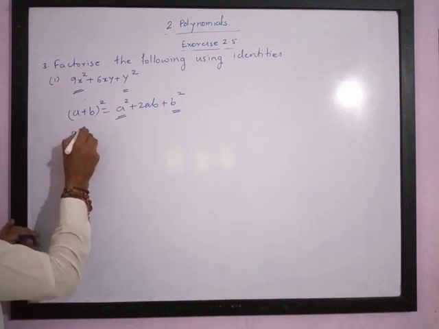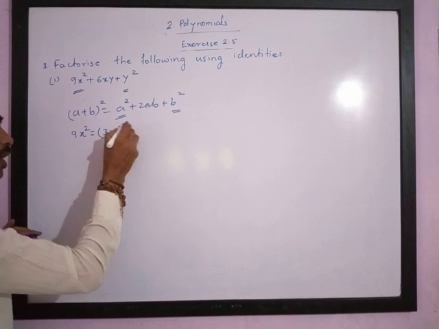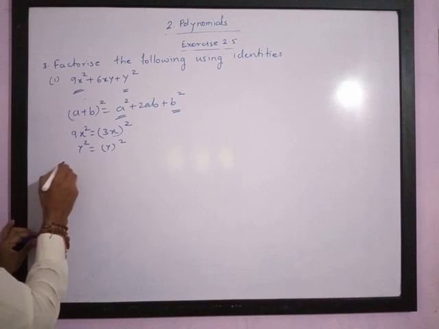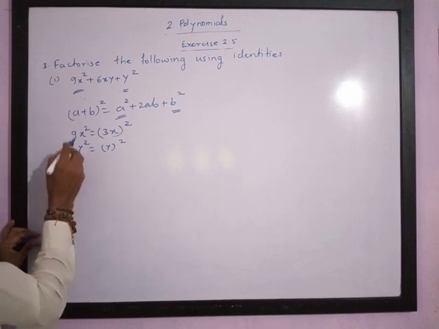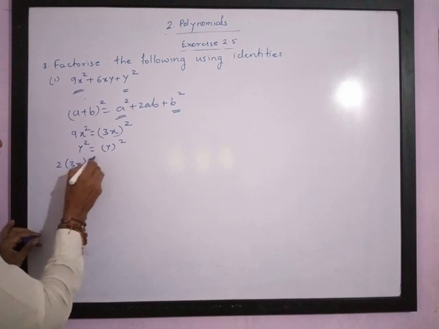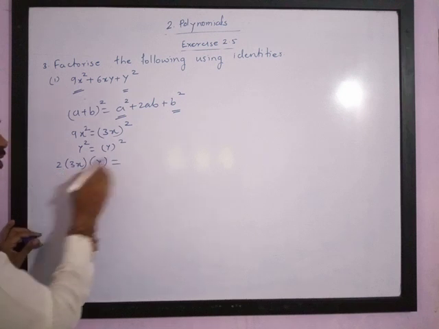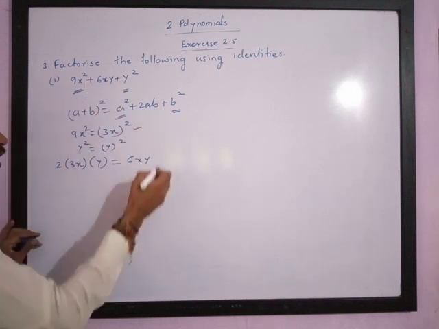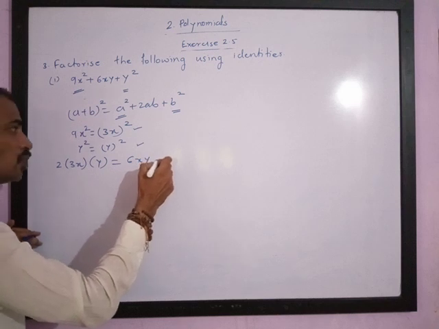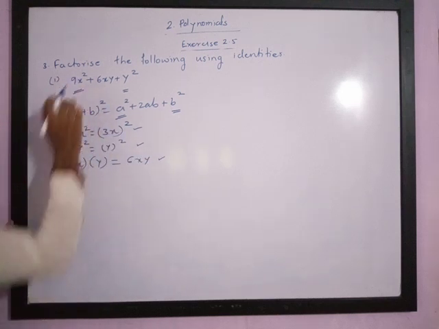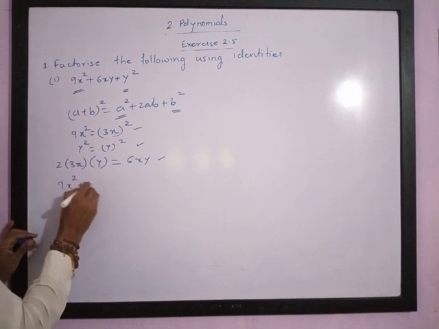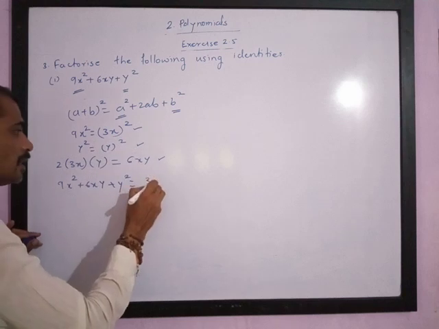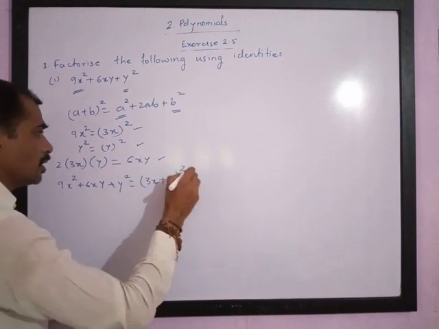9x square is a perfect square of 3x and y square is a perfect square of y. Then let us check whether we are getting twice ab or not. Middle term: 2 multiplied by 3x multiplied by y is equal to 6xy. So we are getting the middle term as well. It means the first term is a square, the last term is b square and the middle term is twice ab. It means 9x square plus 6xy plus y square is nothing but (3x plus y) whole square.